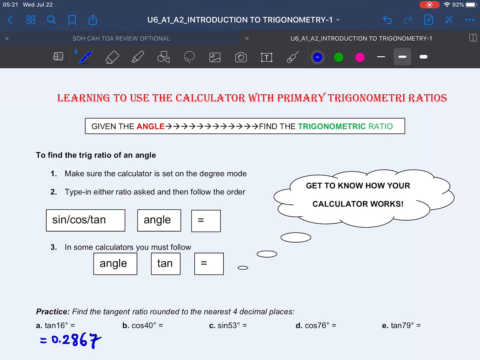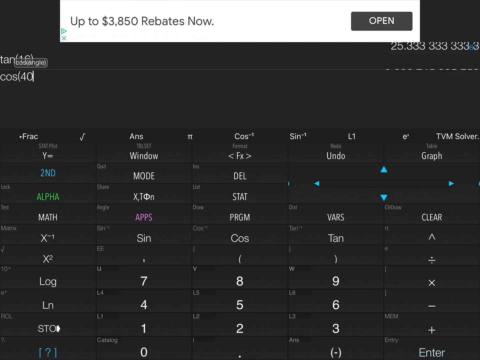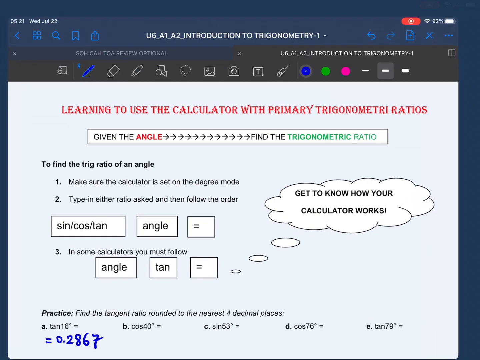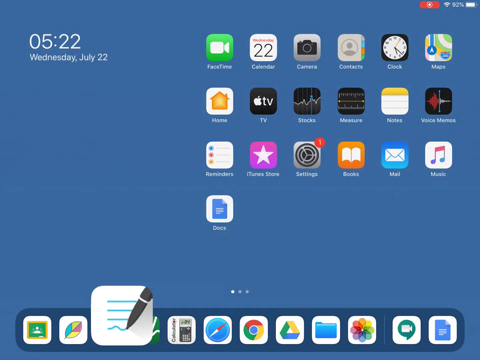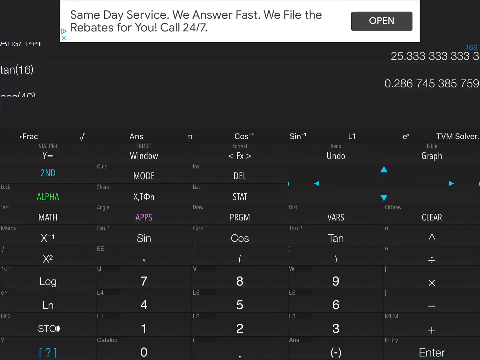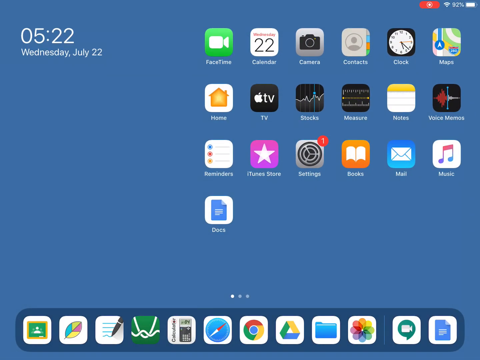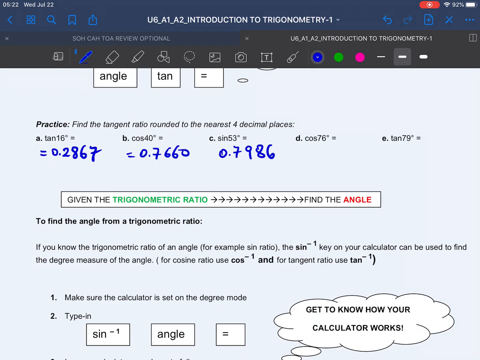Next question is finding cosine of 40. It's the same thing, so you press cosine, and then you press 40, close the brackets, and then enter. 0.7660. Okay, and in the same fashion, you continue with the rest. I'll do sine 53 as well, and you can do the rest. 0.7986.